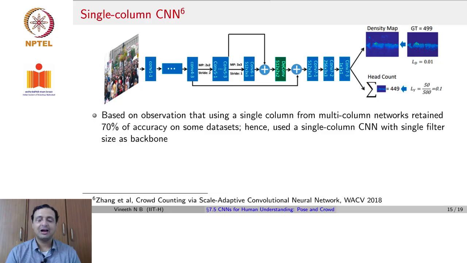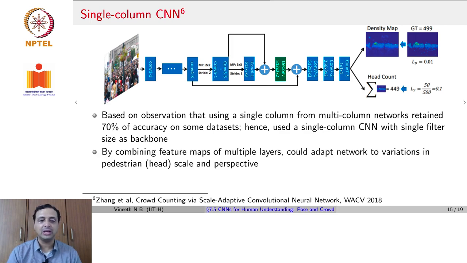Single column CNNs are derived from multi-column CNNs by making some observations from their performance. One of the first efforts here in 2018 observed that a single column in a multi-column CNN for crowd counting retained about 70% of the accuracy on certain data sets. So why make the architecture complex? So this single column CNN uses a standard set of convolutional layers initially, and then passes feature maps from earlier layers to later layers which are obtained after deconvolution.